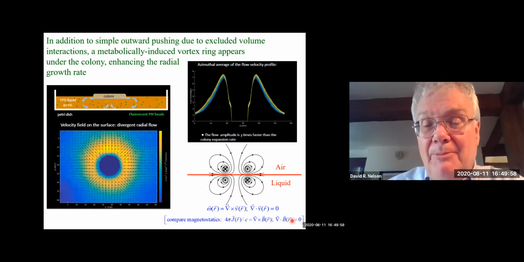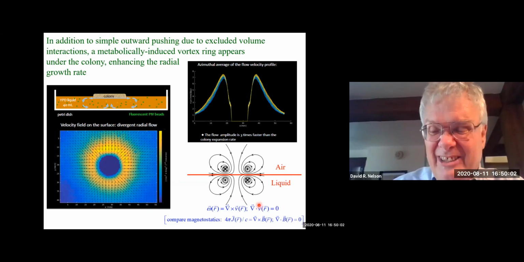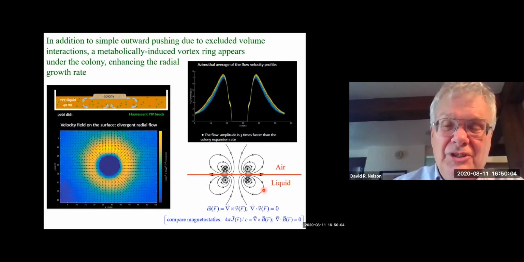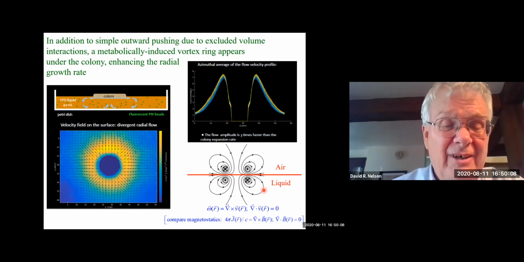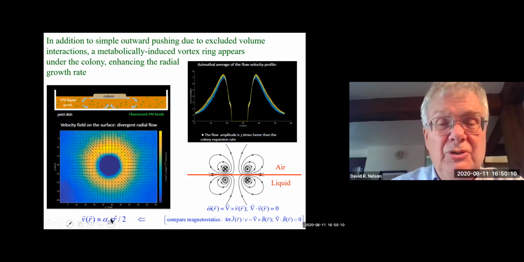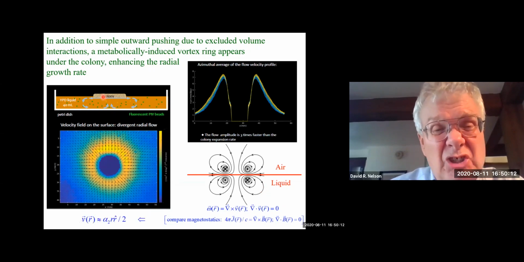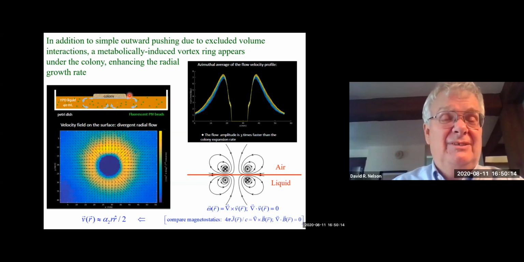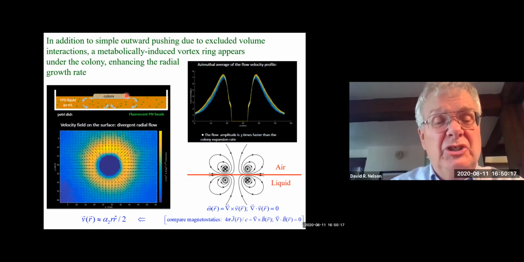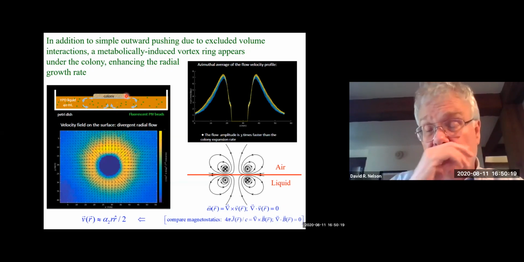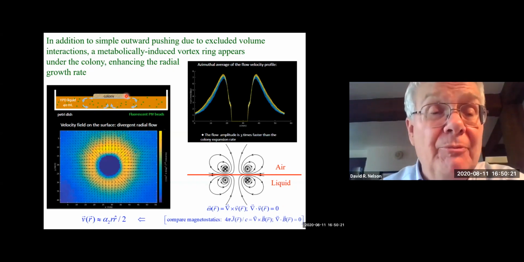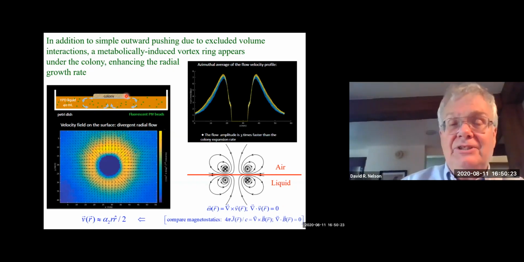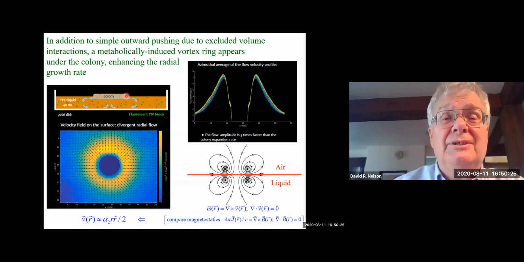No magnetic monopoles is like an incompressible 3D velocity field below the surface, etc. And you can show that this configuration of the submerged vortex ring gives another radial contribution near the center of the colony that stretches the colony outwards. Okay, so there's another stretching component due to the submerged vortex ring. I haven't told you where it comes from yet, but if it's there, it's going to produce some stretching.